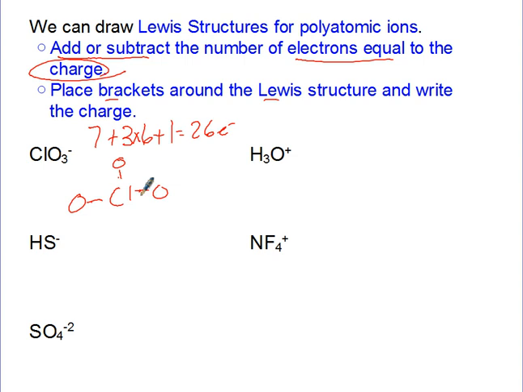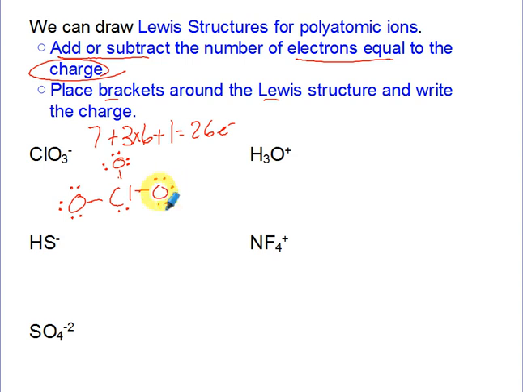And I'm going to start with one of the oxygen atoms, 6, 7, 8, 9, 10, 11, 12, 13, 14, 15, 16, 17, 18, 19, 20, 21, 22, 23, 24, 25, 26. So I've gone to 26 electrons, and then I just double check.